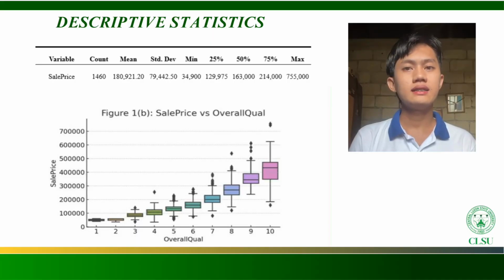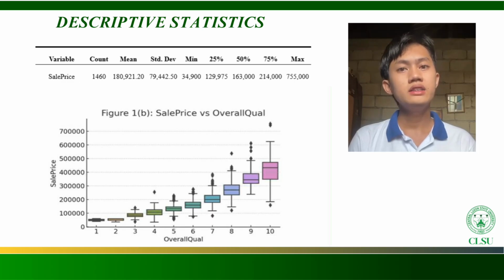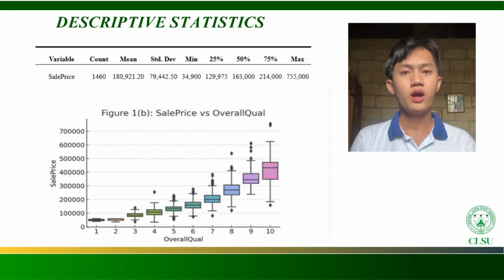After collecting and organizing the data, here we can see the descriptive statistics of the sale price variable in our dataset. It includes 1,460 houses with an average sale price of around $180,921.20. The prices range from $34,900 to $755,000, showing a wide variation in housing values. The median or 50th percentile is $183,000, which means that half of the houses are priced below this amount and half above. This gives us an overview of how the housing prices are distributed before applying our machine learning model.